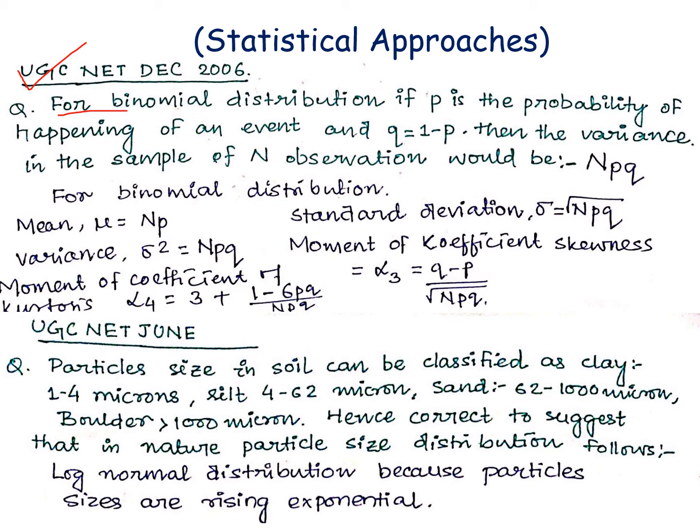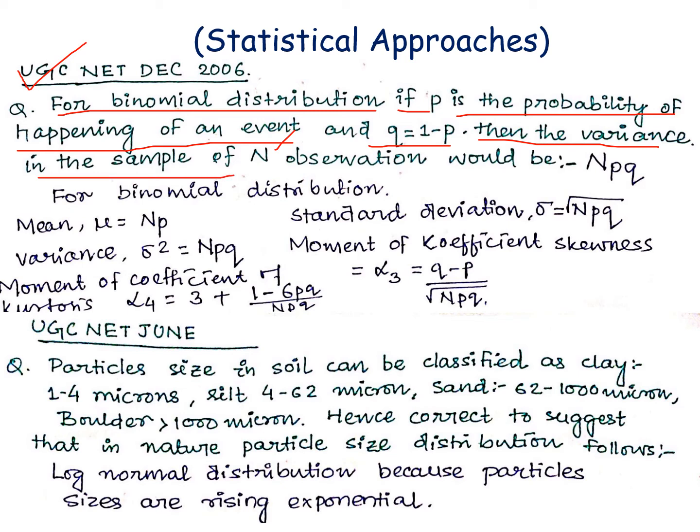Okay, so for the binomial distribution, if P is the probability of the happening of an event, meaning the success of an event, while Q is the failure, that is 1 minus P, then the variance in a sample of n observations would be. So you should remember some of the parameters in the binomial distribution, what their formulas are.